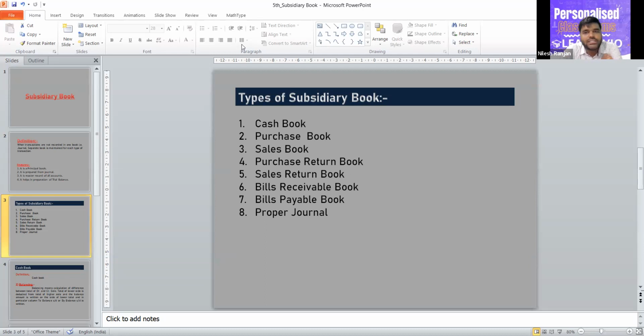So the first book is cash. Now we will go into a little more detail on these books. While preparing the ledger, have you seen one thing, that for every journal entry, we record in two ledgers? Can you give me one example?